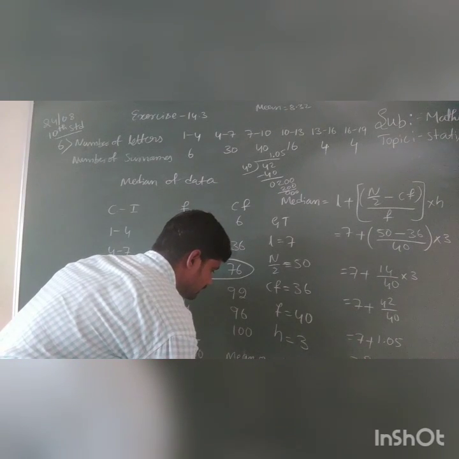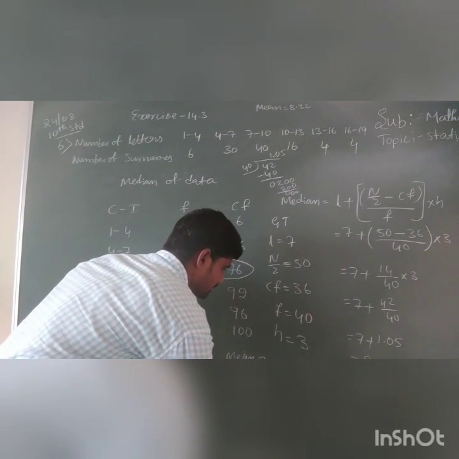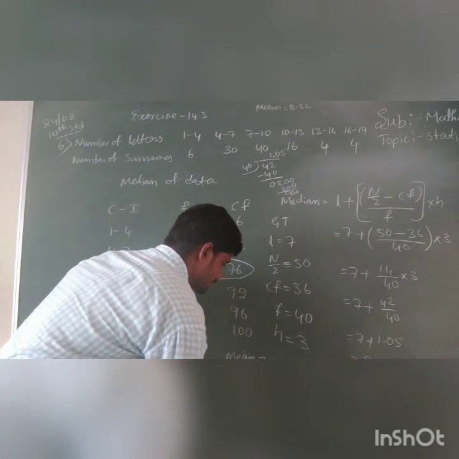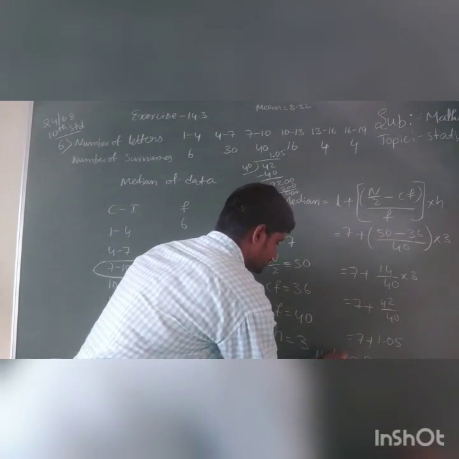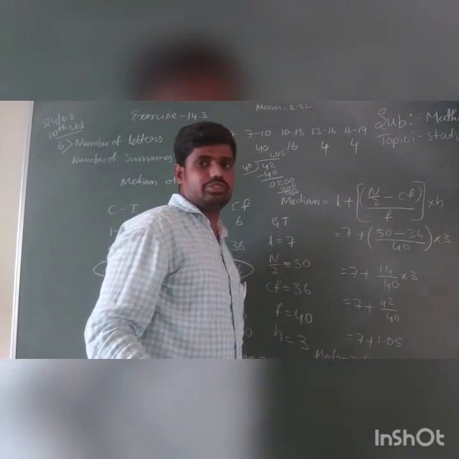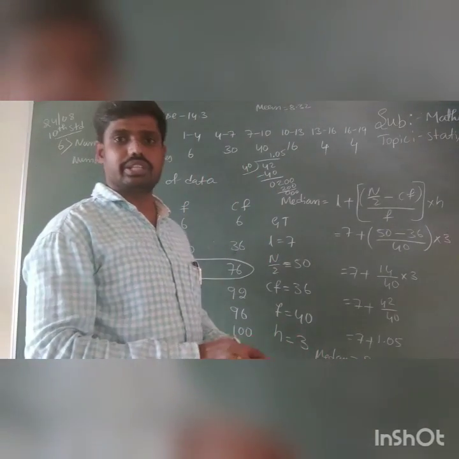Next, the mode of the given data is 7.882. Last one, the median of the given data is 8.05. Any doubt regarding this one, children? Okay, thank you.